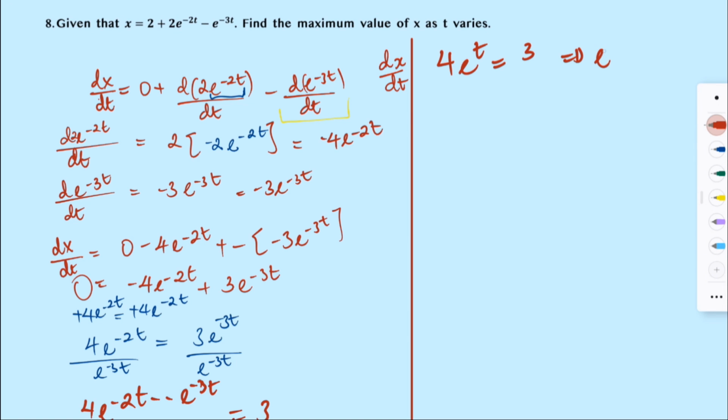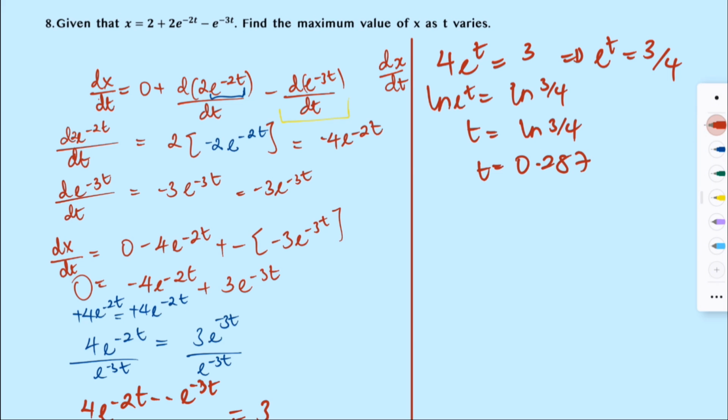So therefore e to the power t is 3/4. Therefore t, if I take the natural log on both sides, so the natural log of e to the power t should be equal to the natural log of 3/4. So t is ln of 3/4. The actual value using the calculator would be t is equal to 0.287.